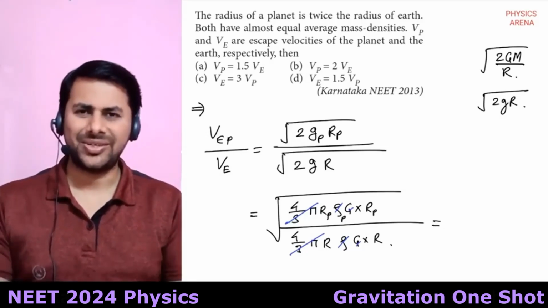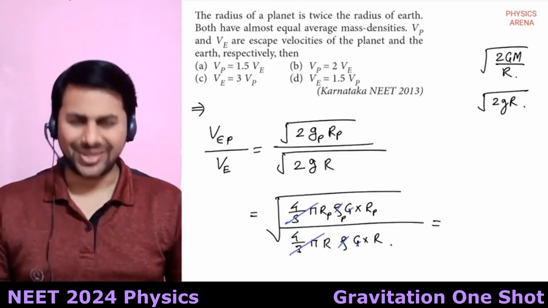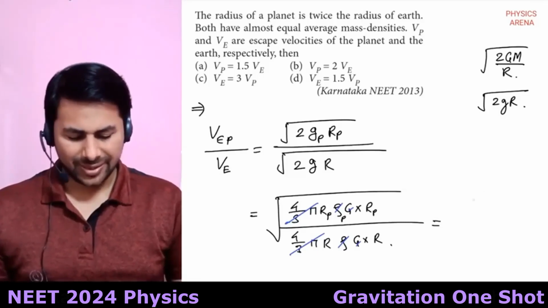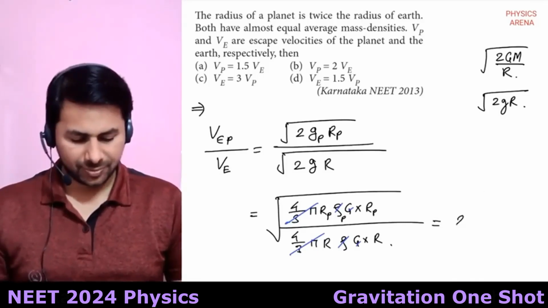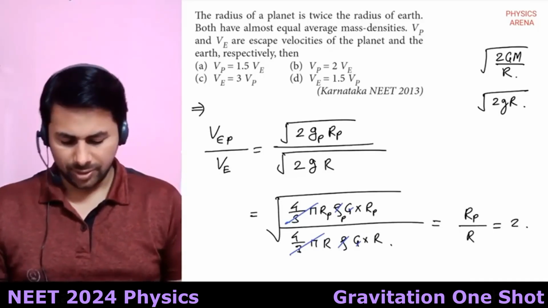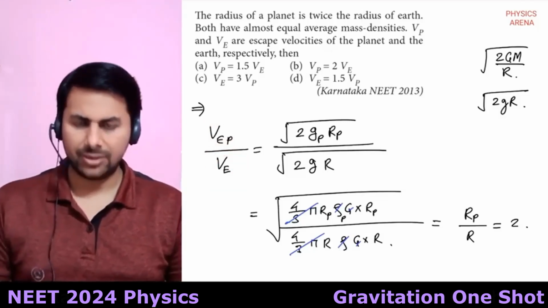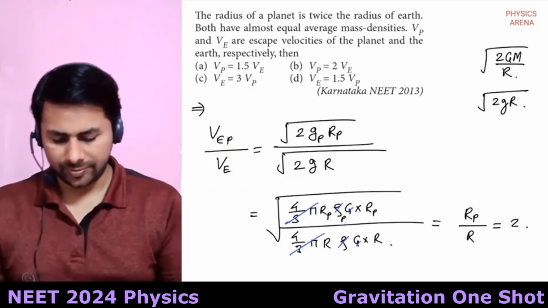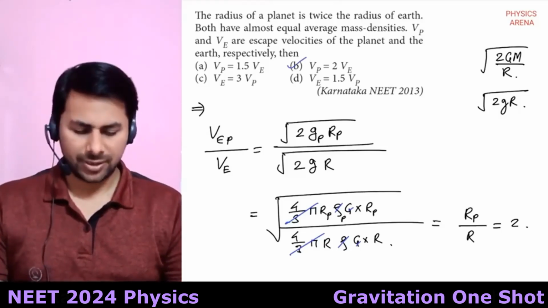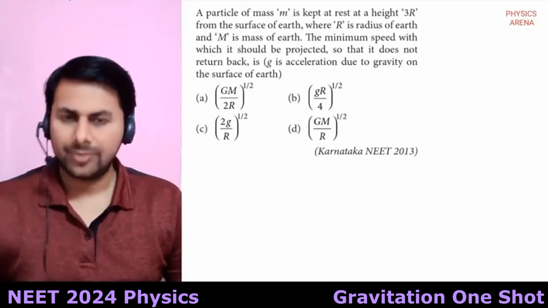Right. You have a square, take its square root. It will be just Rp upon R, and what's that? It is just 2. Rp upon R is equal to 2. That means escape velocity on the planet is twice the escape velocity on Earth. This is the answer, Option B. Is it clear? Okay, let's see the next one.